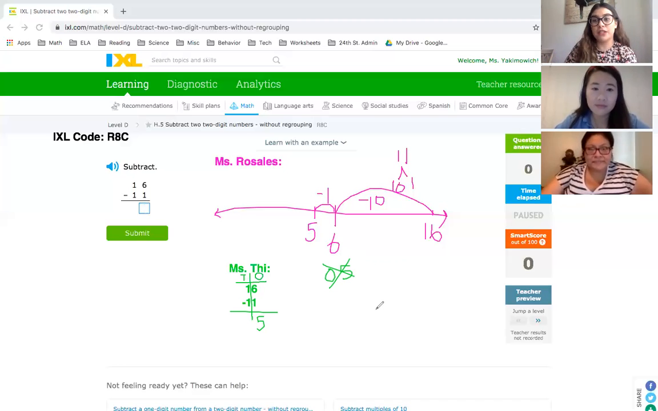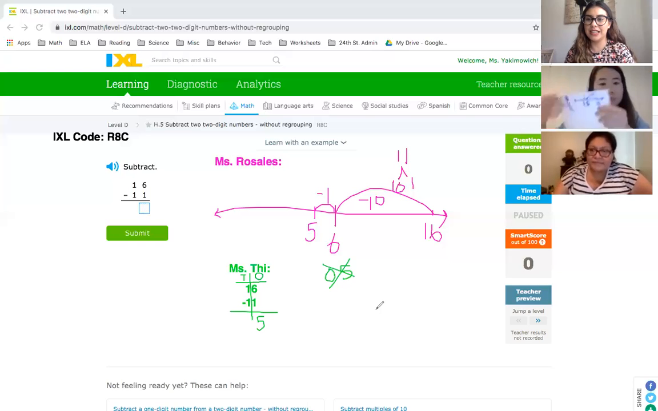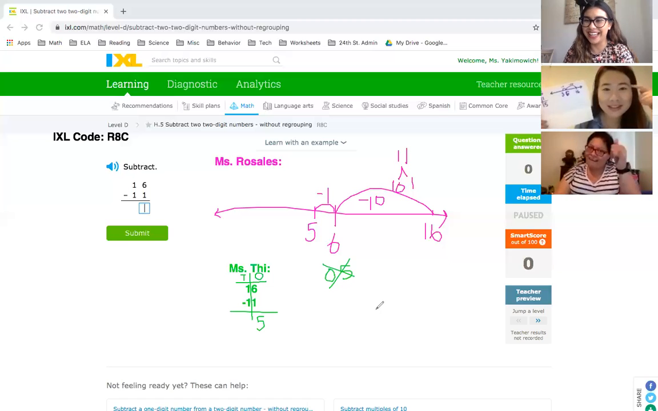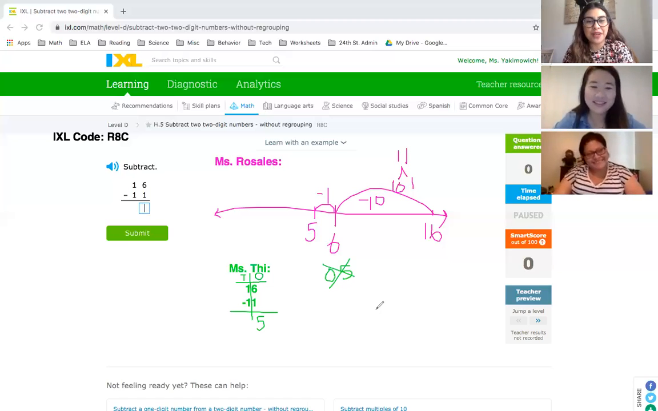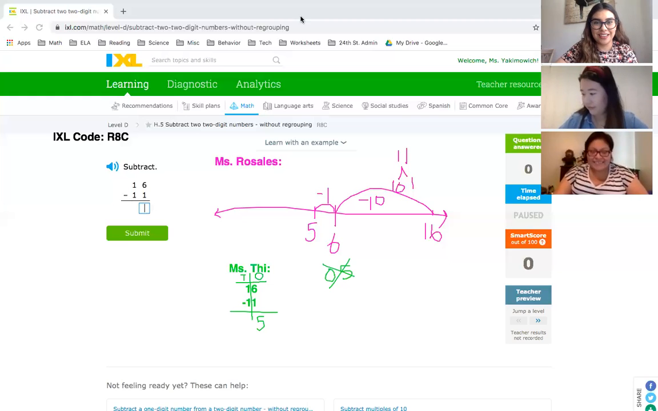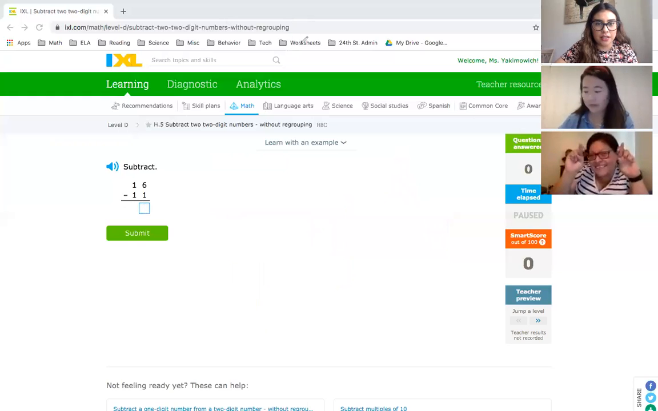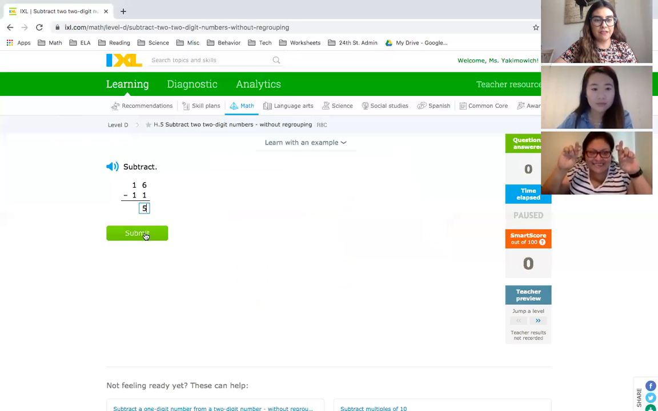But then I love that Ms. T used a strategy to check her answer. So she used Ms. Rosales's number line strategy to check her answer. And did you decompose like Ms. Rosales as well, Ms. T? Yep, just the same. Wow, you guys have the same idea. Read her mind. So everyone at home, let's plug it in and see if the teachers got it correctly. Okay, I'm going to clear all of our work. And let's see what we got here. So our answer was 5.